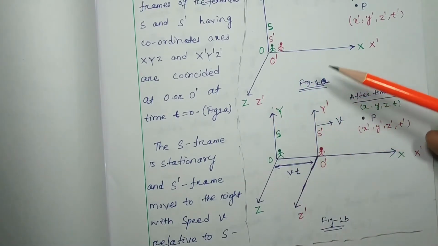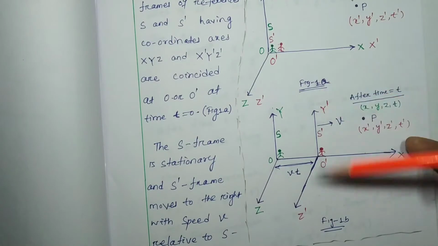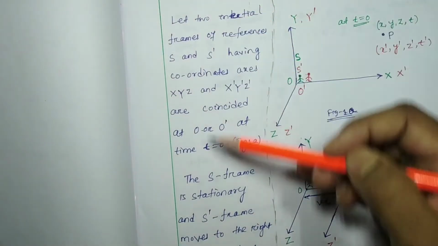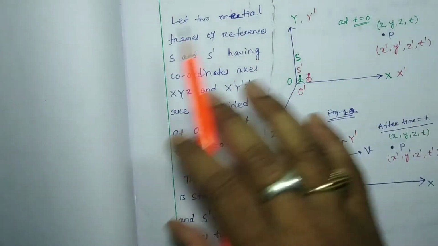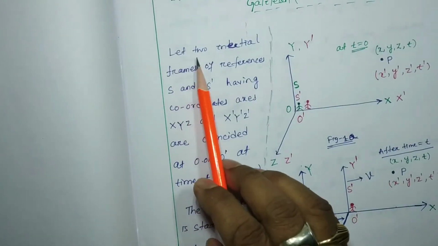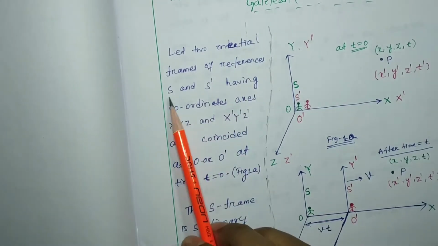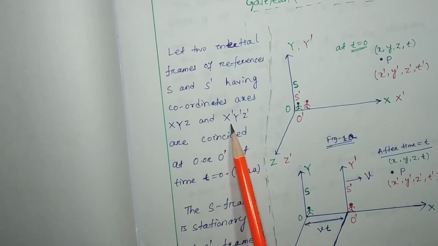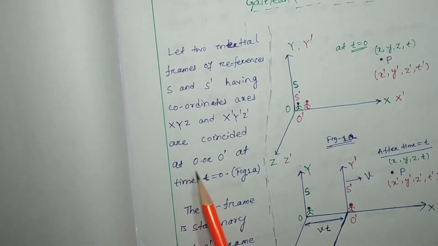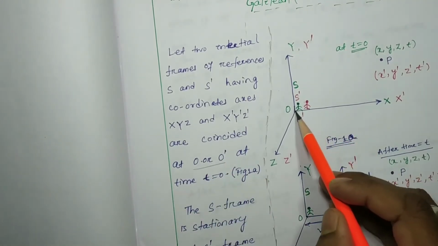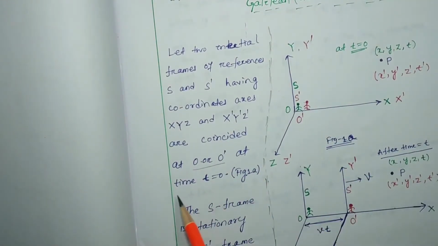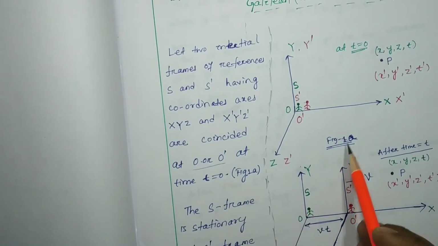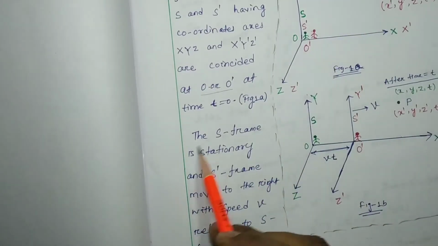This is what happens in the figure I have drawn, and the same thing has been written here, which I am reading. Let two inertial frames of reference S and S dash, having coordinate axes x y z and x dash y dash z dash, be coincided at O and O dash at time t equal to 0. This is your figure 1a. The S frame is stationary.